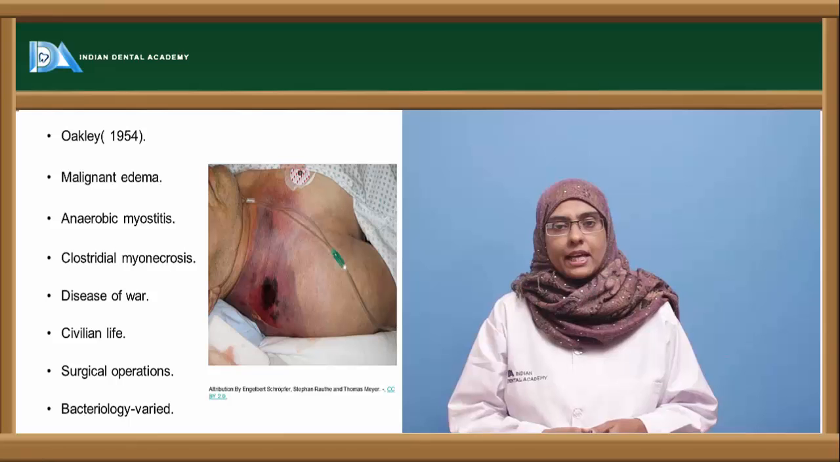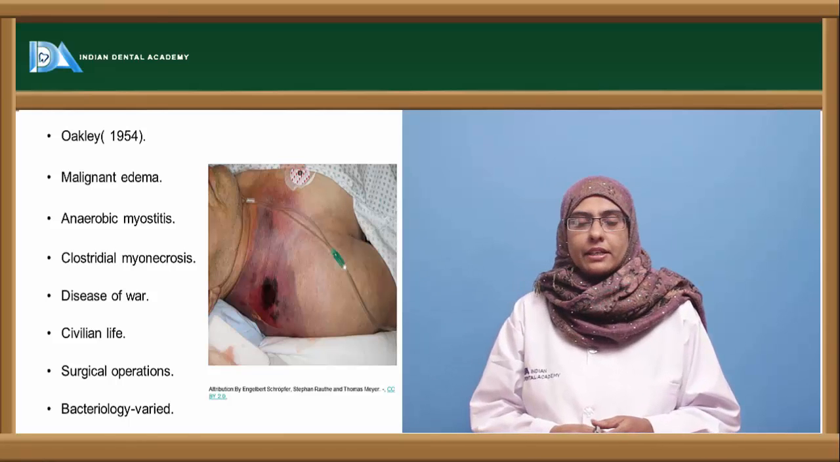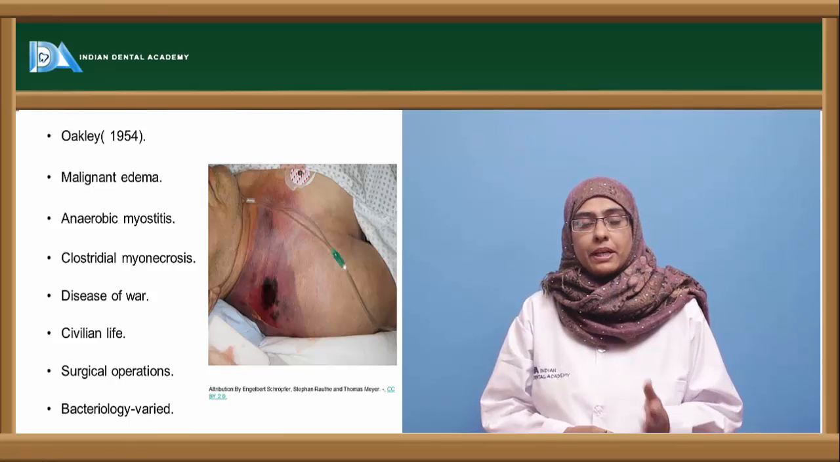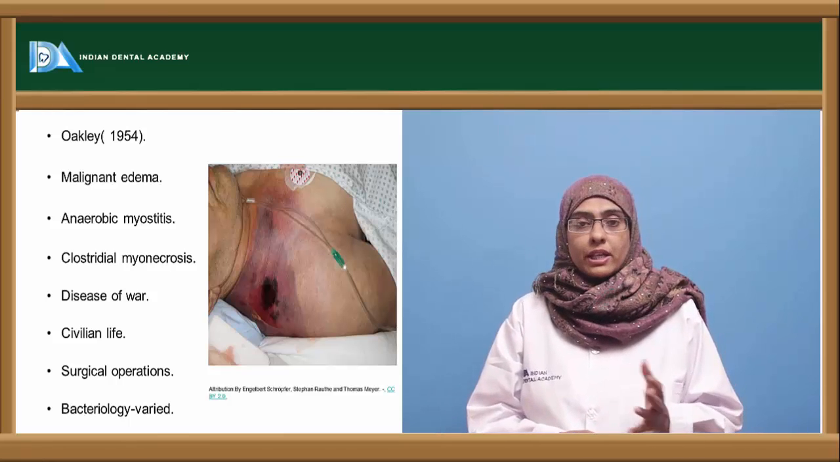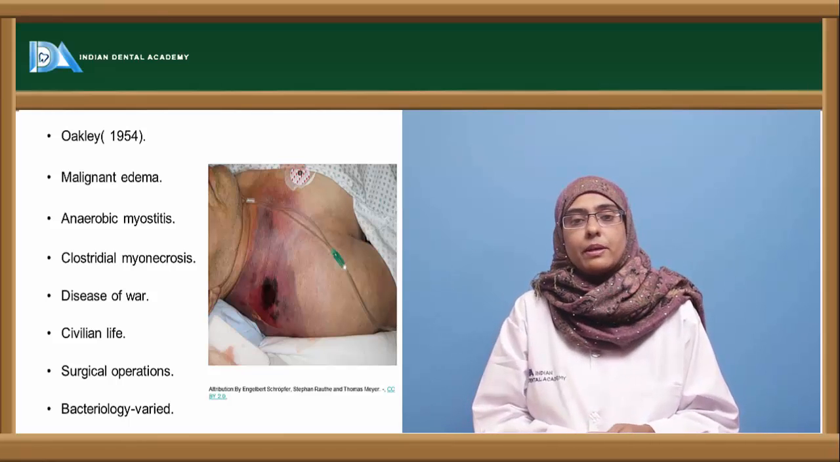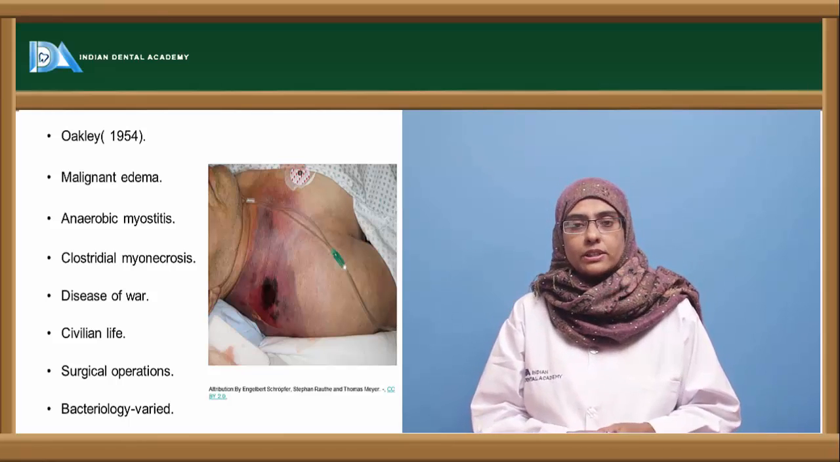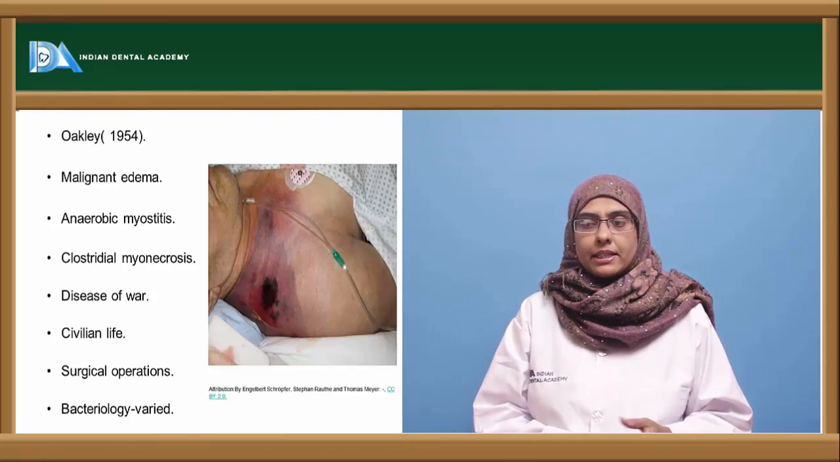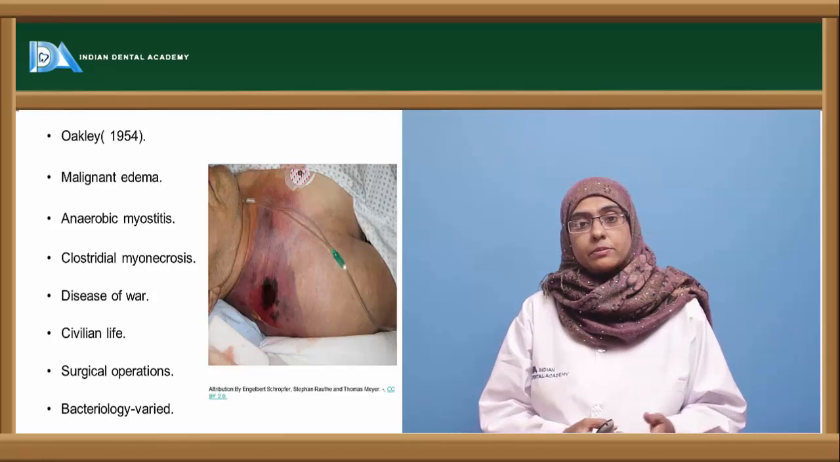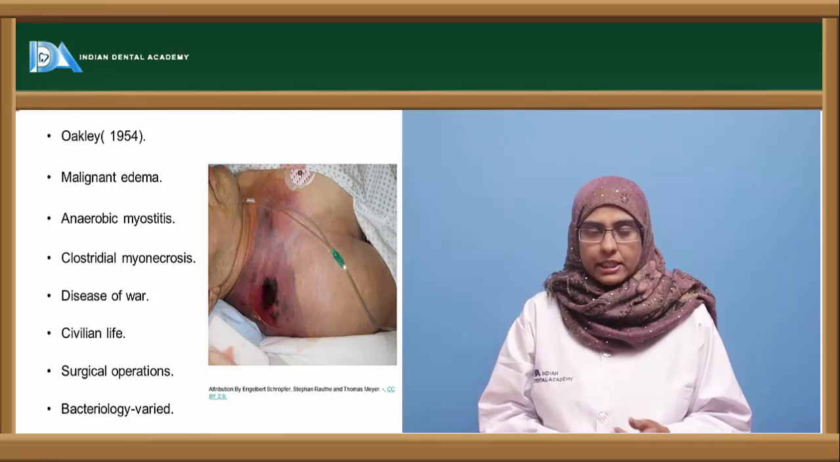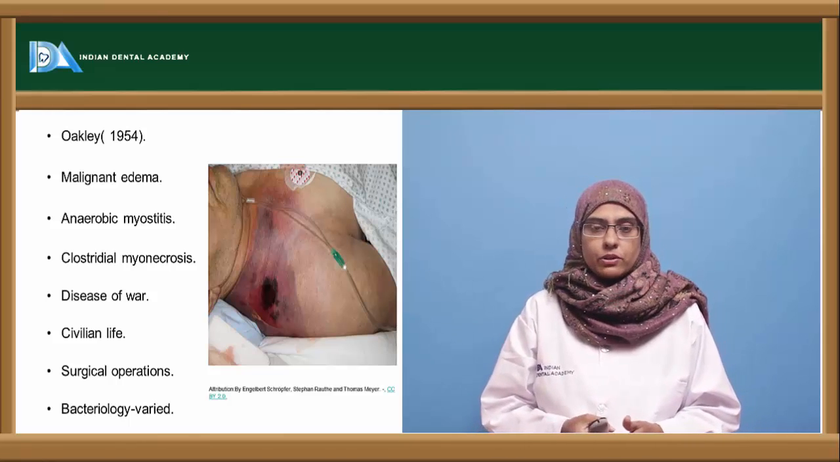The description of gas gangrene was first given by Oakley in 1954, who defined gas gangrene as rapidly spreading edematous myonecrosis, which is characterized by a muscle lesion that is contaminated mostly by Clostridium, especially Clostridium perfringens. And it is also called malignant edema. Apart from that, the other terms that can be used for gas gangrene are anaerobic myositis and Clostridial myonecrosis.